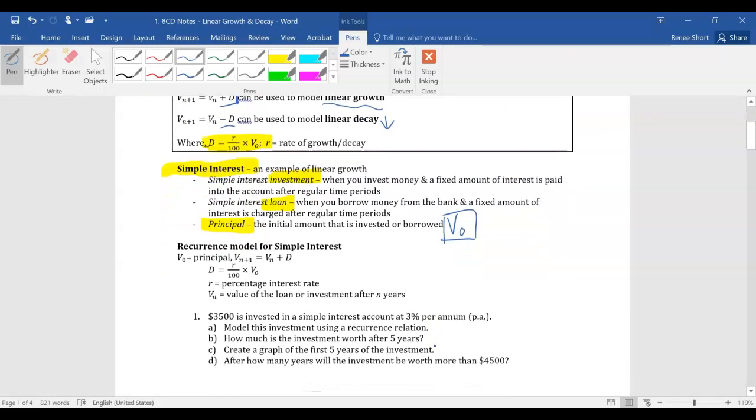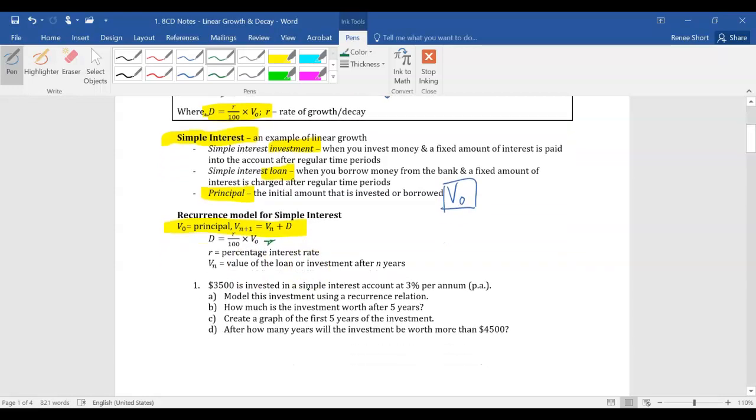So if we are looking at a recurrence model for this, the rule then for simple interest is this one here. So V0 is the principal, and then because simple interest is linear growth, we're using that Vn+1 equals Vn plus D. And D is found by taking the interest rate and multiplying it by the initial amount, because that rate is calculated on that initial principal, and you're getting that D amount of interest added into your account each year. So yeah, the Vn then will give us the value of the loan or the investment after n years.